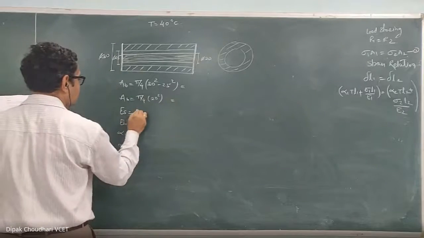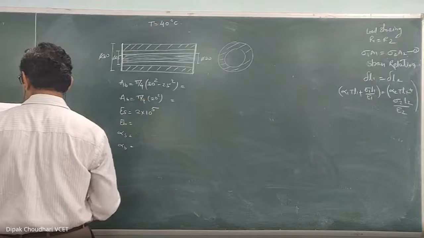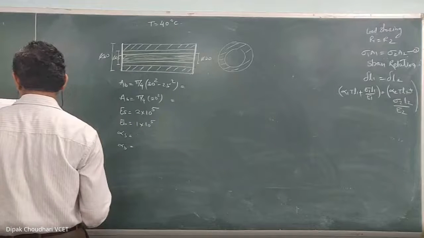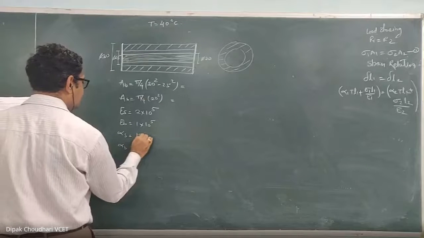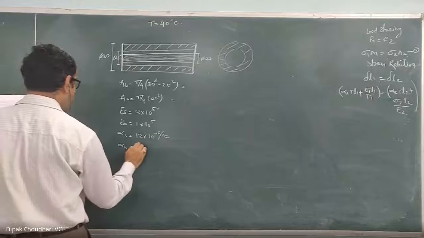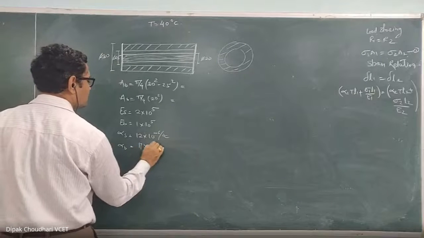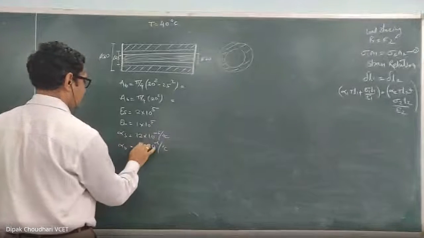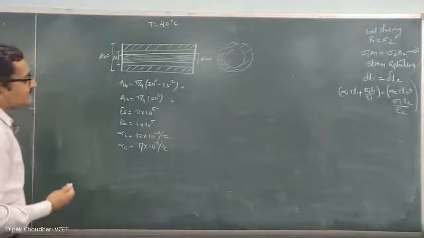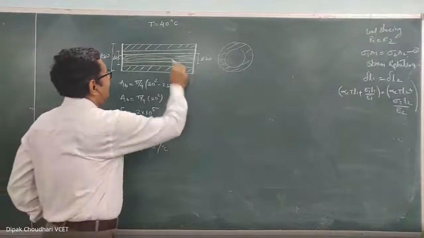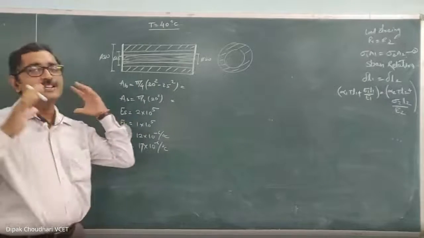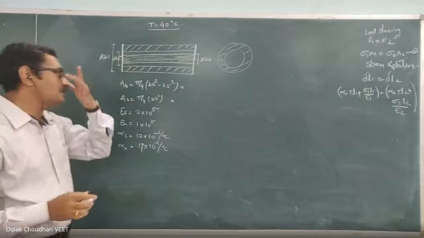Modulus of elasticity for the steel is 2 into 10 raised to 5 Newton per millimeter square. For the brass, it is 1 into 10 raised to 5 Newton per millimeter square. The coefficient of thermal expansion for the steel is 12 into 10 raised to minus 6 per degree Celsius. And alpha for brass is 17 into 10 raised to minus 6 per degree Celsius. Everything is given. We have to calculate, if the change in temperature is 40 degrees Celsius, what will be the thermal stresses induced in both the materials.